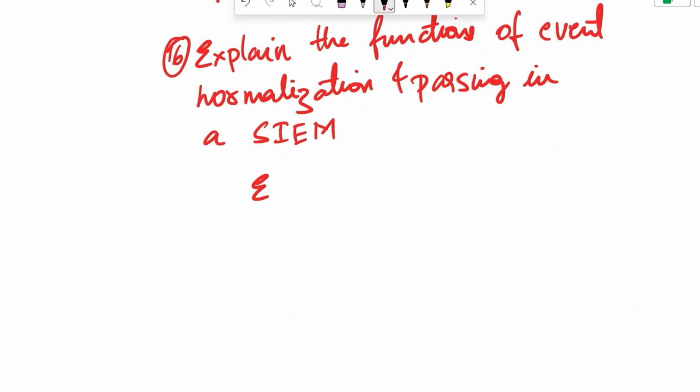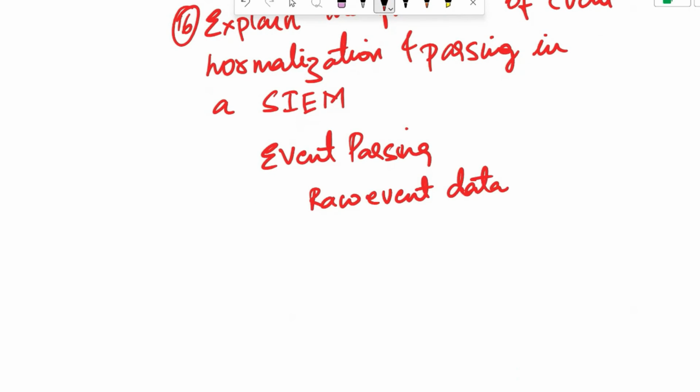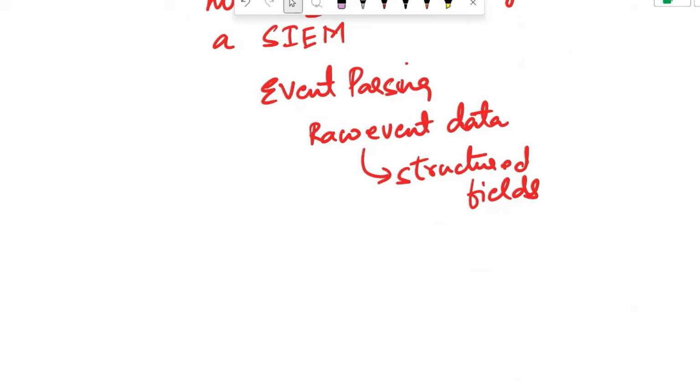Let's explore the functions of event normalization and parsing in more detail. First, let's talk about event parsing. Event parsing involves breaking down raw event data, often in the form of log files, into structured fields that represent specific pieces of information within the event. Raw logs from various sources such as firewalls, operating systems, and applications come in different formats and layouts. Parsing extracts relevant information such as timestamps, source and destination IP addresses, usernames, and event types from these logs. Let's see the functions of event parsing.